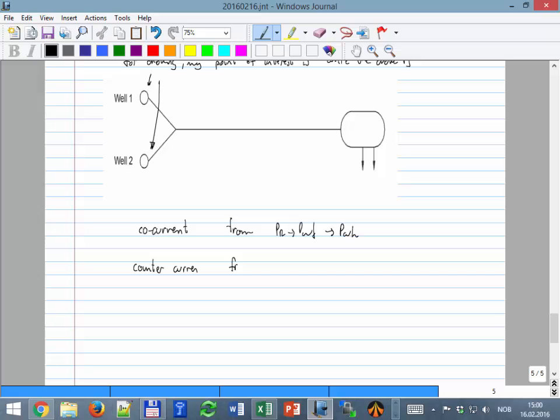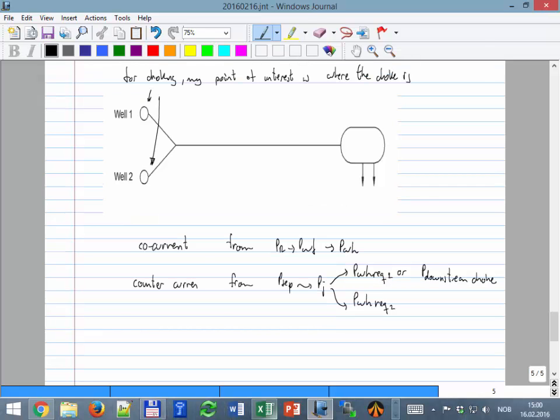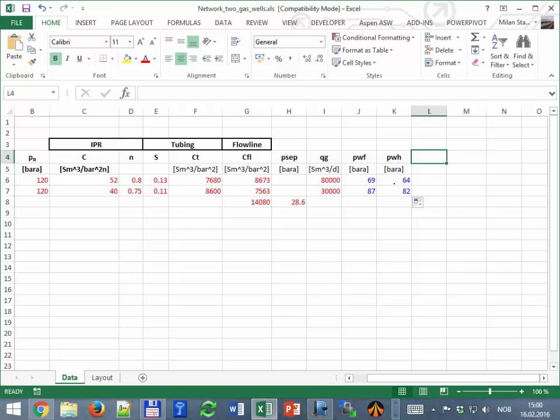And then counter-current, I say from P separator all the way to P junction, and then from P junction I have to make one calculation to calculate P wellhead required, or if I put the choke, that would be P downstream of the choke. I have to calculate PWH required 1 and PWH required 2. Okay, so let's do that, and then we take a break. So far we have done our co-current calculations. Now I have to calculate P junction, and luckily P junction is only 1.